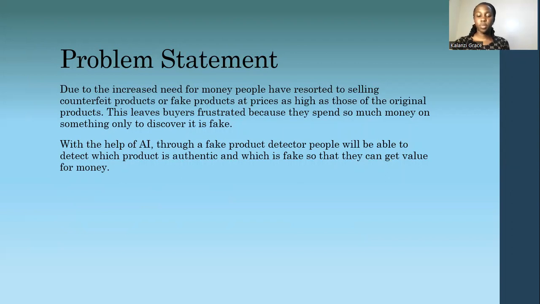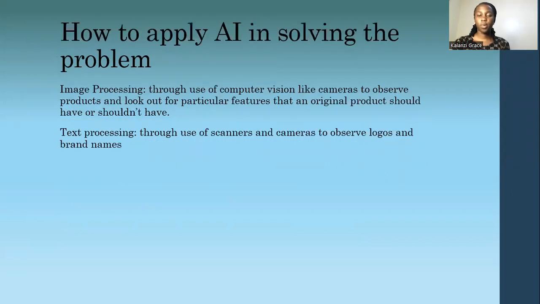So what will we need when doing this, or how are we going to apply AI in solving the problem? We're going to use image processing. We're going to use computer vision, things like cameras and scanners to observe the products and look for those features that show that a product is original. So when we're trying to establish a data set, we're going to look for those particular features that we can compare with.